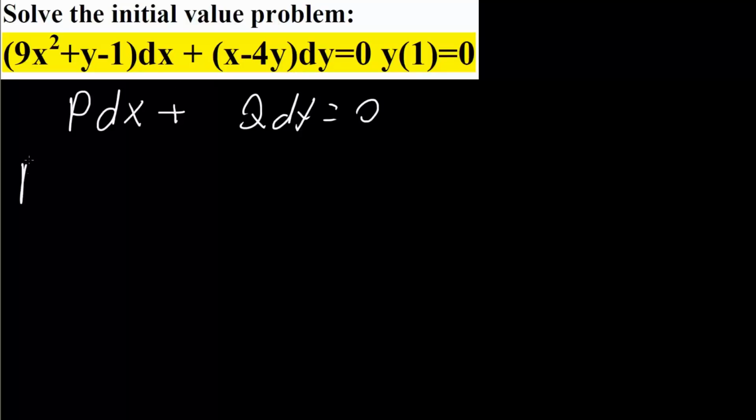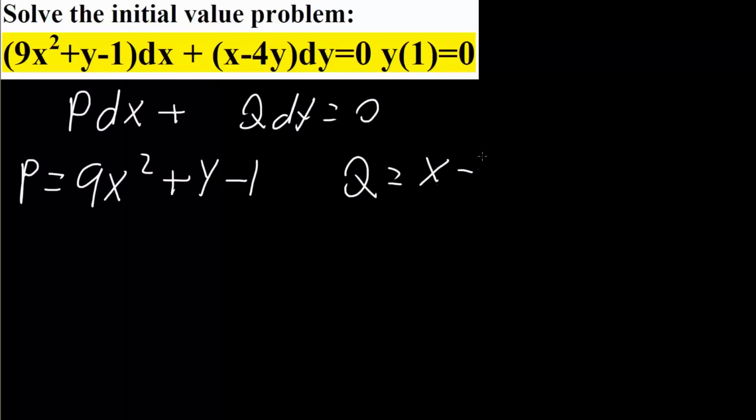And so in our case, our p term would be 9x squared plus y minus 1. And our q term would be x minus 4y. And the next thing we do is we take the partial derivative of p in terms of y, and we take the partial derivative of q in terms of x. This is very important to remember.